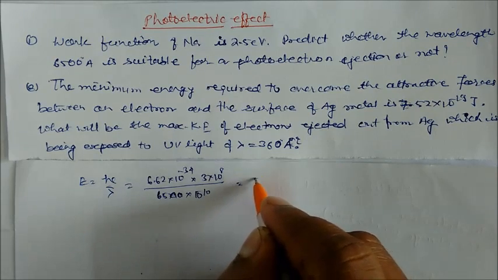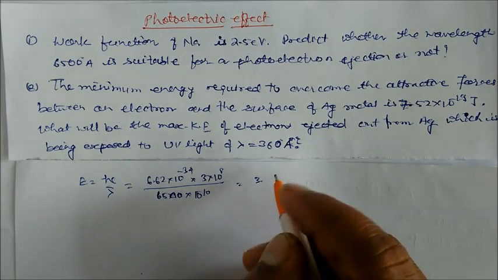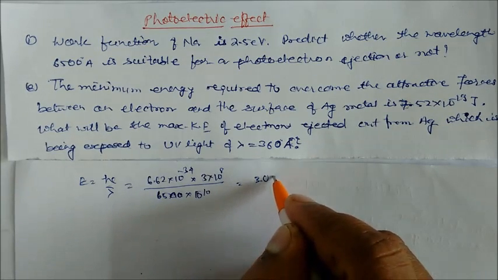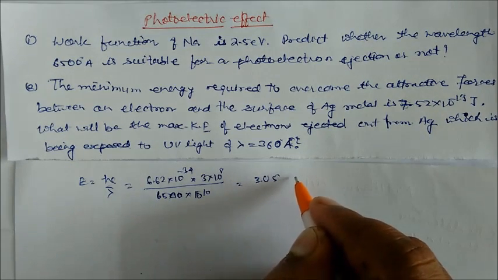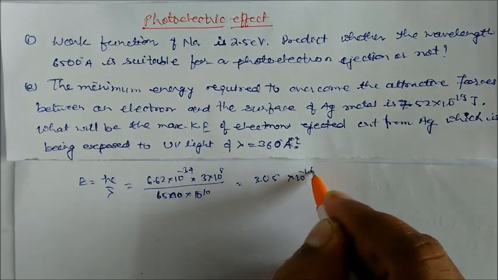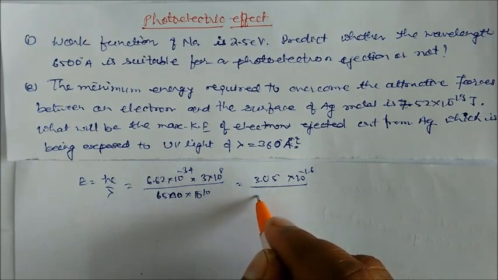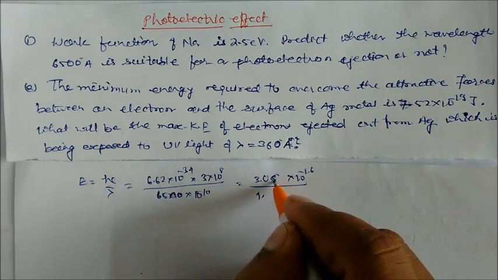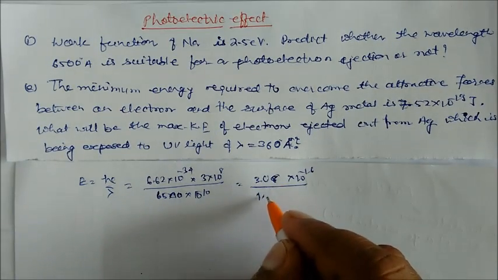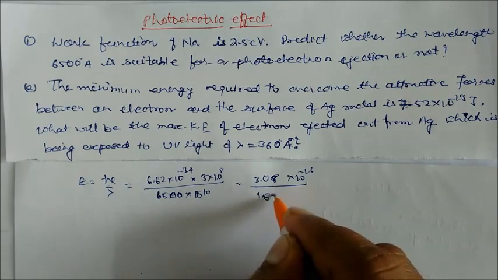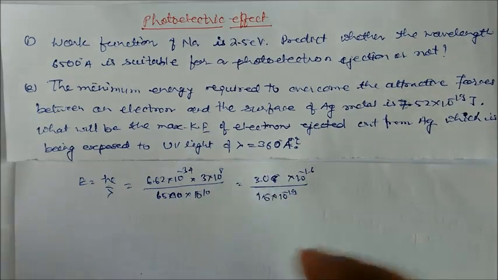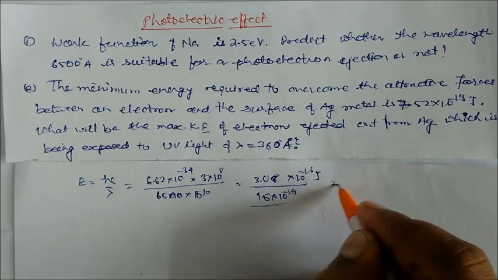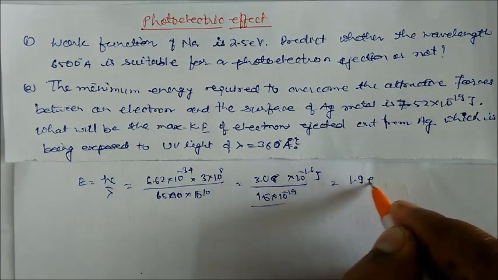So this will be 3.05, okay, multiplied by 10 to the power minus 16, and here divided by 1.6 into 10 power minus 19, okay. So this will be your answer in terms of joule. So when you divide by 1.6 it becomes electron volt. The answer will be 1.9 electron volt.